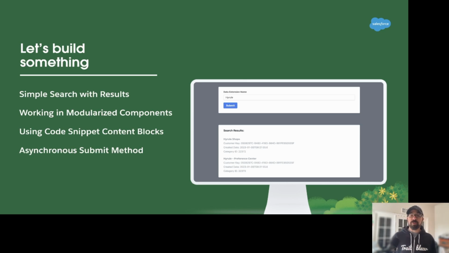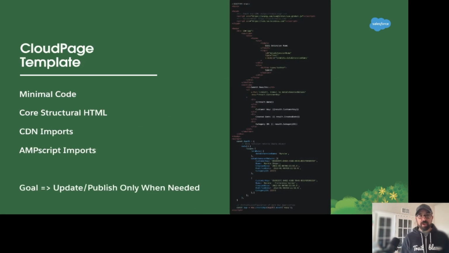The way that I like to build out CloudPage applications is using code snippet content blocks. And then rather than that form submission being to that same page, we're going to use an asynchronous submit method that's going to post to a code resource page. So let's take a look at how we would get started. Here you see the entirety of the app that we're kind of looking to build, or most of it, and you see it can kind of get very long.